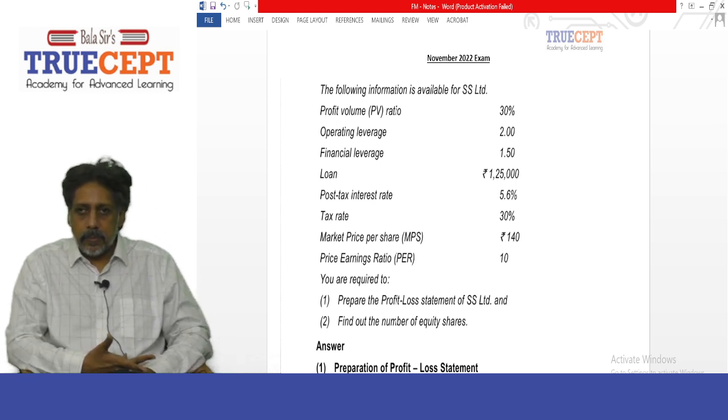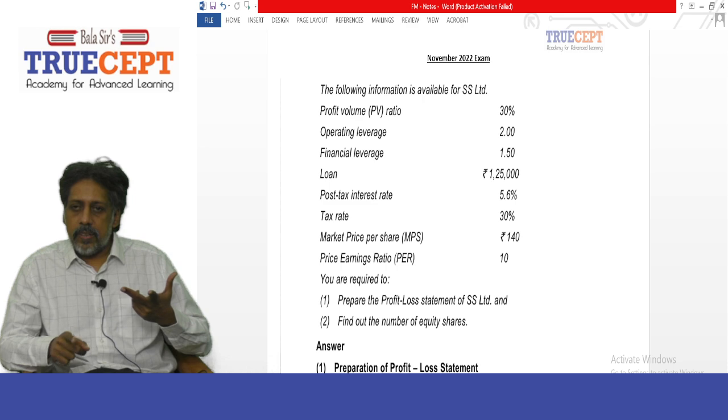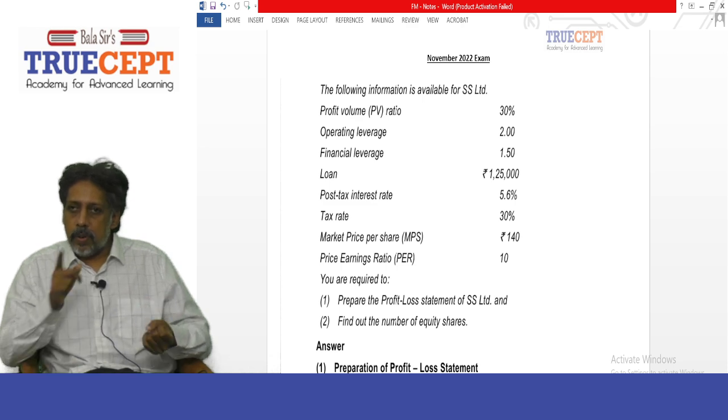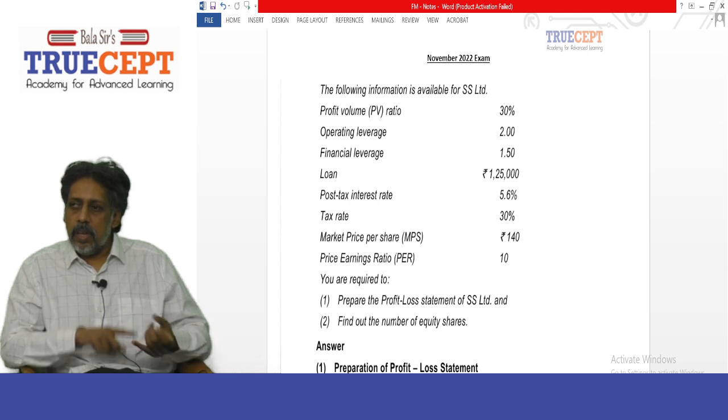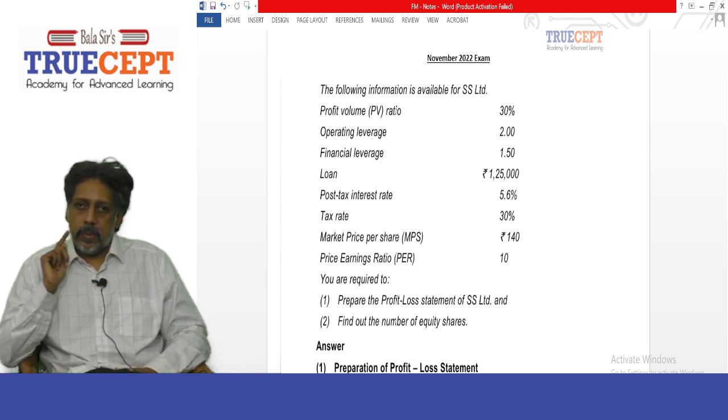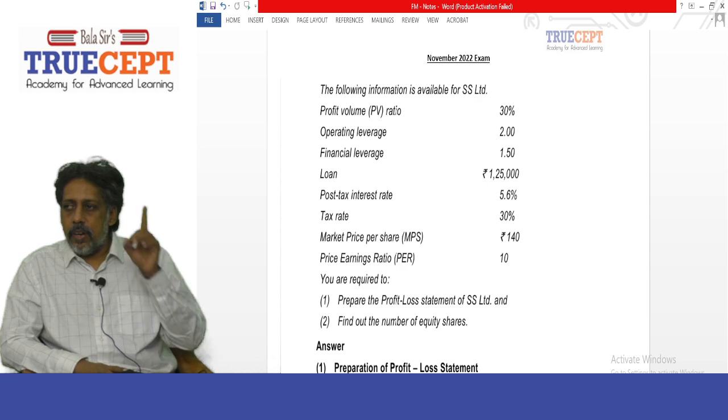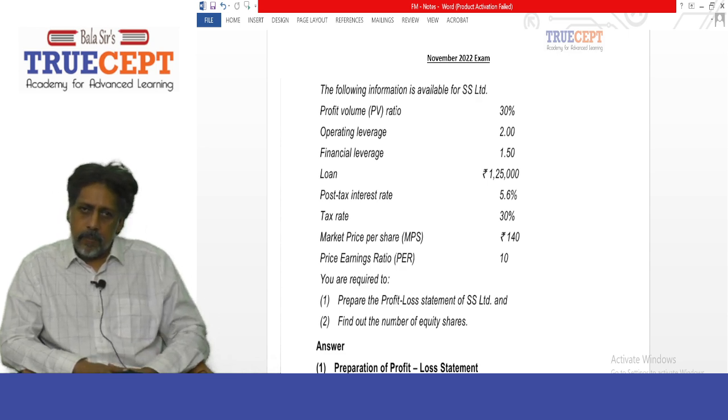Next. You are required to, number 1, prepare the profit loss statement of SS Limited. And number 2, find out the number of equity shares. So 2 questions: calculate the number of equity shares, right? Also prepare income statement. Now please refer to the solution out there.